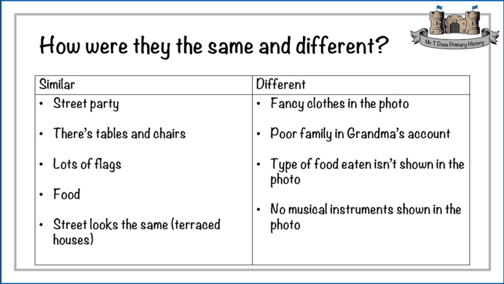But how are they different? The photo shows fancy clothes. Grandma doesn't mention those. Grandma's account mentions a poor family, but we can't tell that from the photo. Doesn't mean it didn't happen, it just means the photo doesn't show it. The type of food eaten isn't shown in the photo either. Maybe they took the photo before the food was eaten, or maybe it was afterwards. There was no musical instruments shown in the photo.